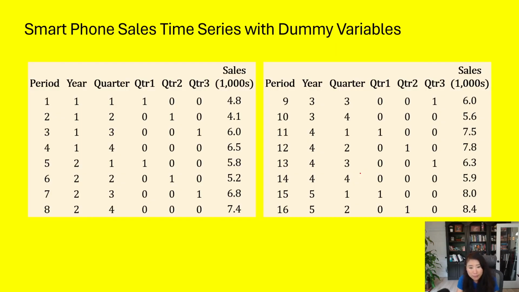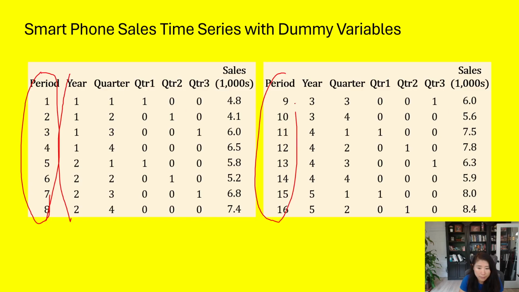Okay, let's look at the example here. This is the cell phone sales data. In total we have 16 periods of sales data. Based on the time data, we first identify the T value. The T in the equation is listed in the period column.